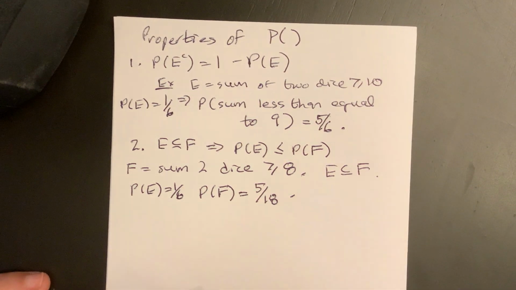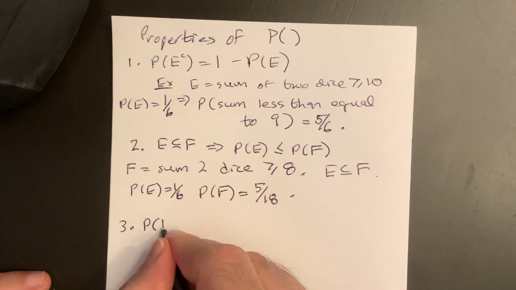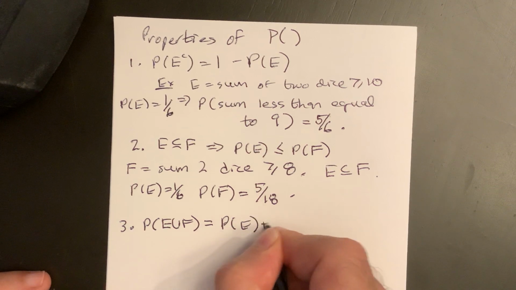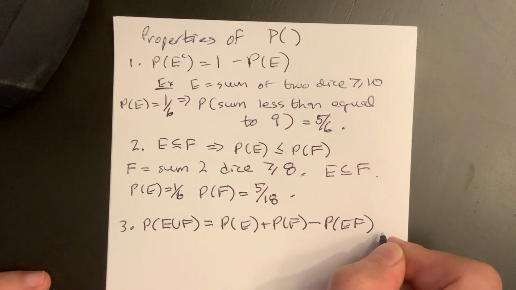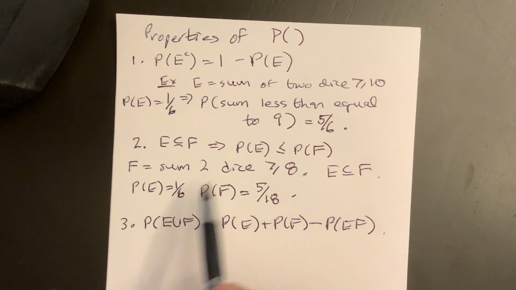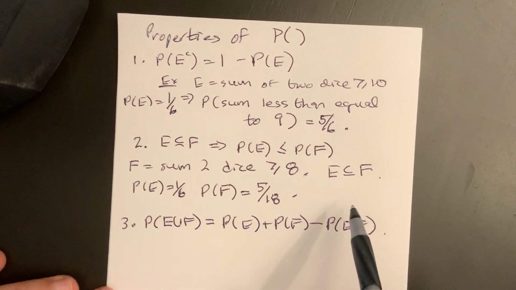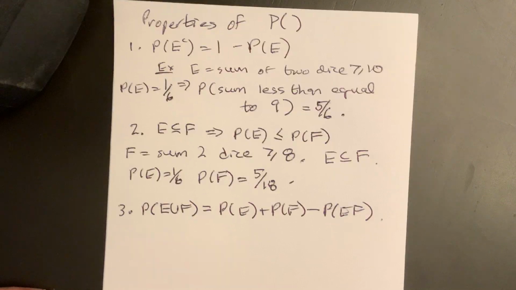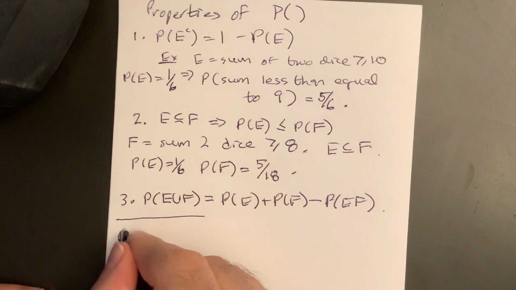3. Probability of E union F is equal to probability E plus probability F minus probability EF. Okay, there's a special case here, and you can do this for yourself with one, I think. We'll look at this a little more closely in a second. Let's prove 2.